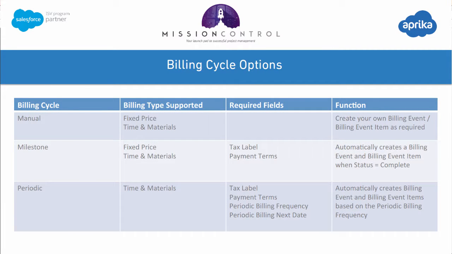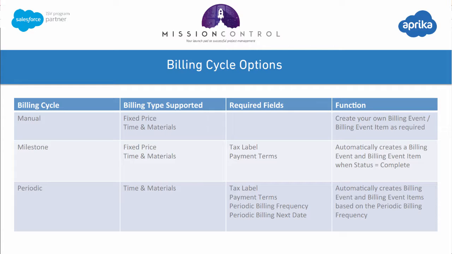In terms of generating the invoices, there are three billing cycle options. You can generate them manually, so self-explanatory, that you'll go off and create your billing event and billing event item as required, and this can be used on both fixed price and time and materials projects. For milestone billing cycle, we can generate an invoice on a fixed price or a time and materials project, and you'll need to enter the tax label and payment terms on the project object for that feature.